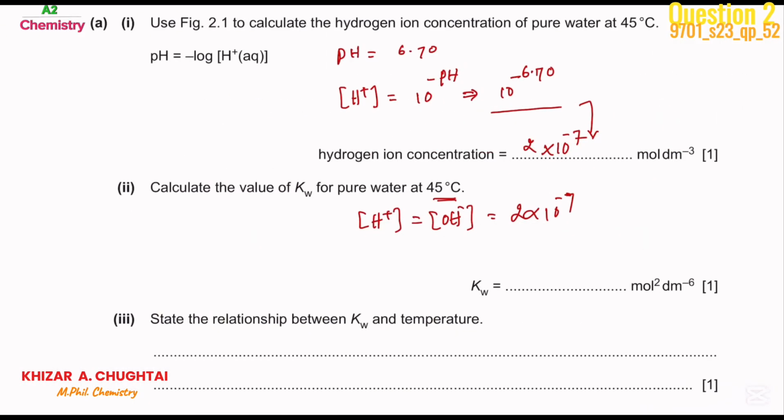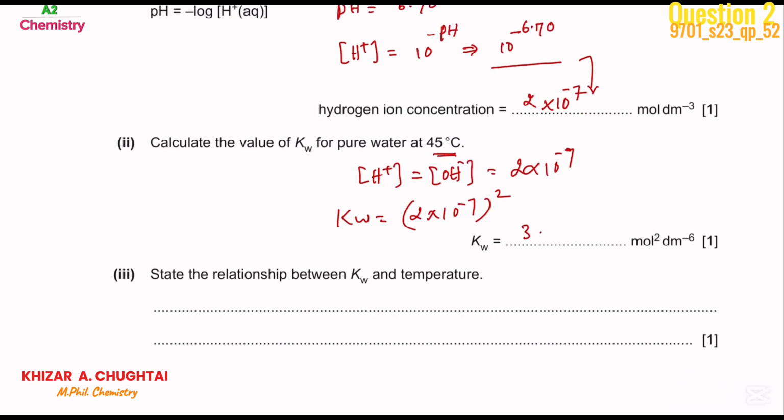So Kw is equal to 2 × 10 raised to power minus 7, squared. And here will be the answer of Kw at 45 degrees Celsius, and the answer is 3.98 × 10 to the power minus 14.